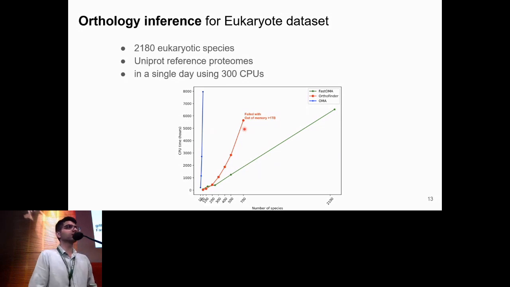So our method is implemented in Python and is ready to use on our GitHub. And in summary, FastOMA is a scalable method with comparable accuracy. Thanks for your attention.